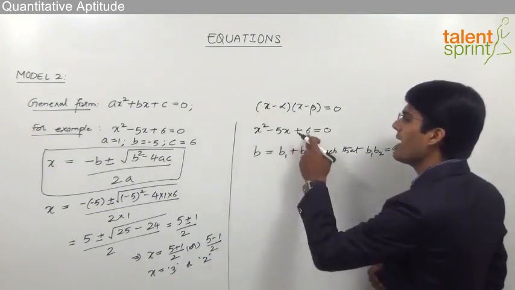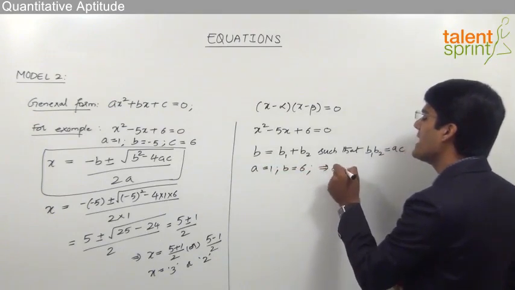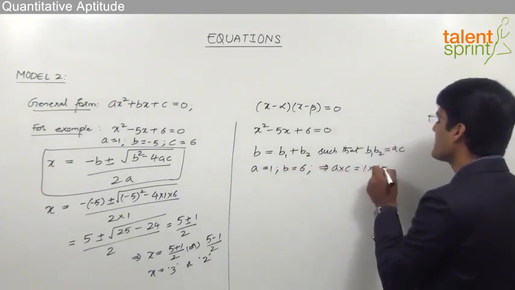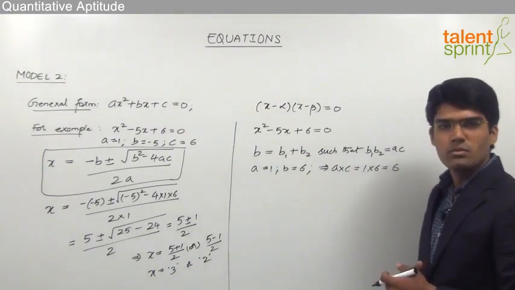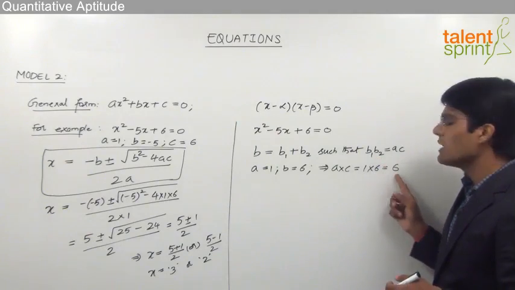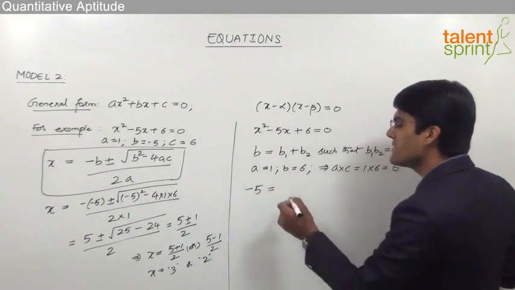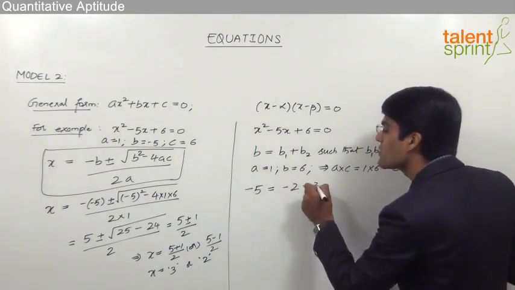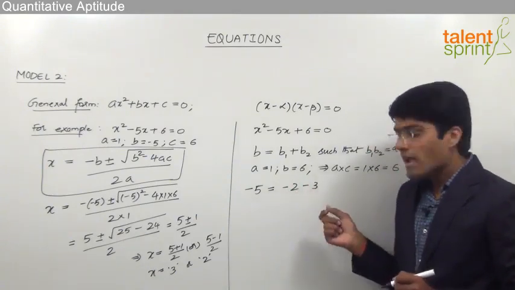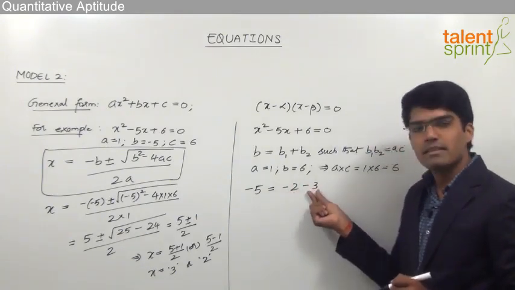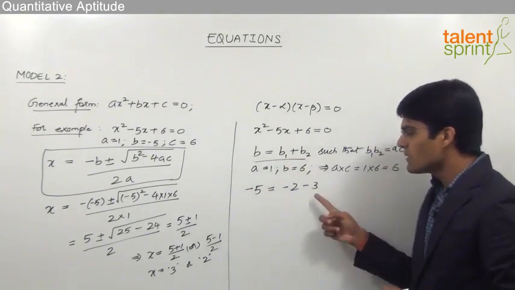Now in the given equation, the value of a is equal to 1 and c is equal to 6. So we can say that a into c will be equal to 1 into 6, that is 6. So our job now is to break the number b as b1 plus b2 such that b1 into b2 should be equal to 6. Now b in the given case is minus 5. Now this minus 5 here can be taken as minus 2 minus 3. Why? Because minus 2 minus 3 is minus 5, and minus 2 into minus 3 is 6. So b1 is equal to minus 2 and b2 is equal to minus 3.